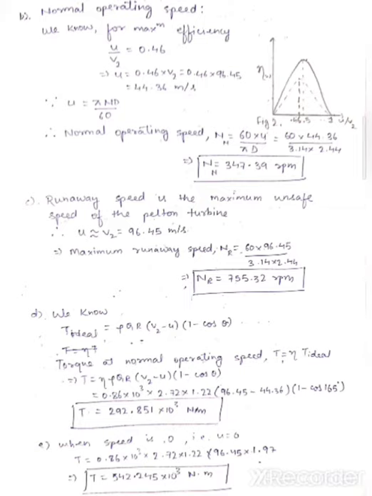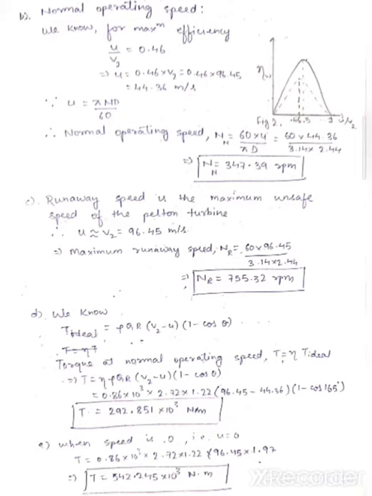So again, using the formula U is equal to pi d N by 60, we will be able to find the maximum runaway speed N subscript R, where U will be 96.45, and maximum runaway speed NR will be equal to 755.32 revolutions per minute.